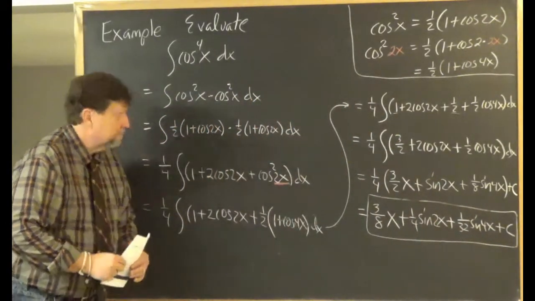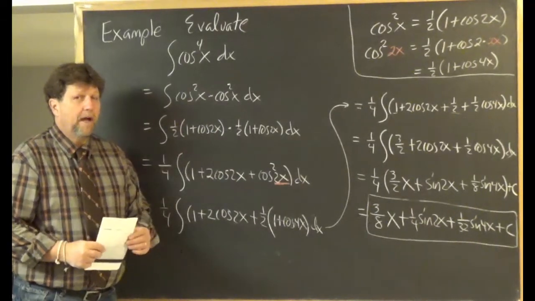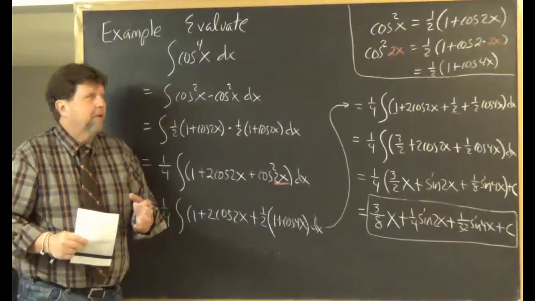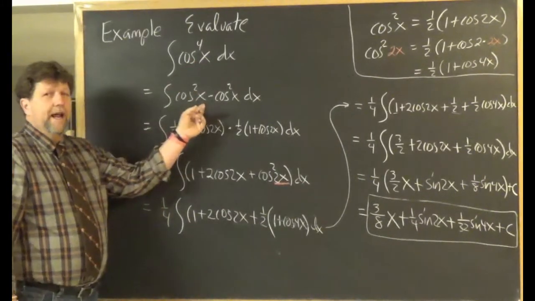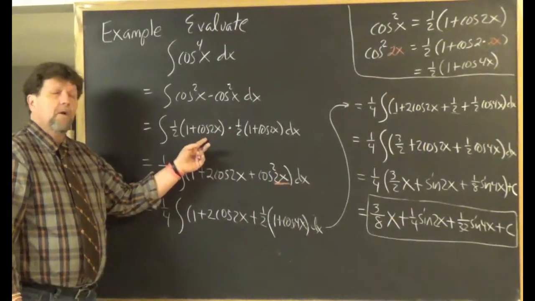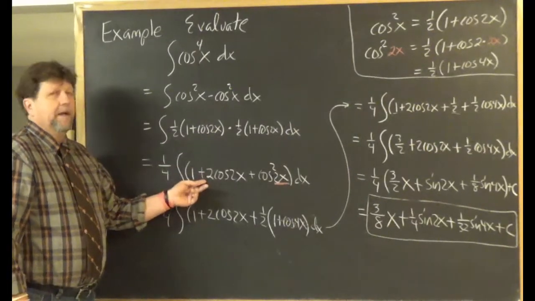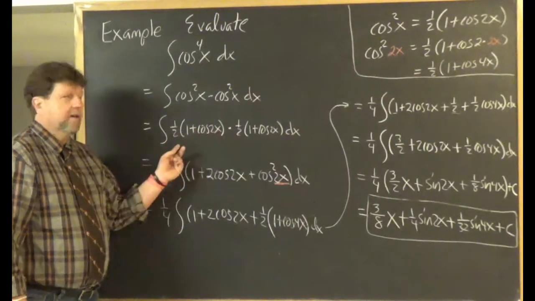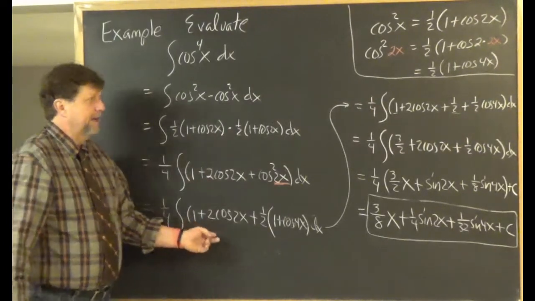So, power reducing identity. Used it twice. If you look at this problem we just did, from here to here it was just an algebra rewrite. Here to here, stepwise, we used the power reducing identity. From here to here, we did arithmetic. We just multiplied and multiplied. Here we used the power reducing identity.